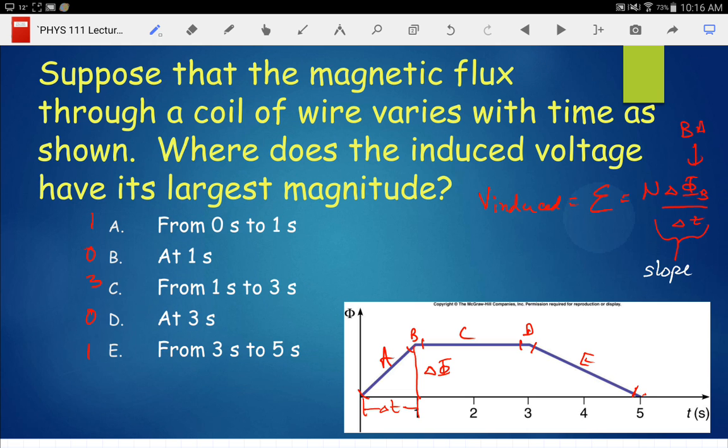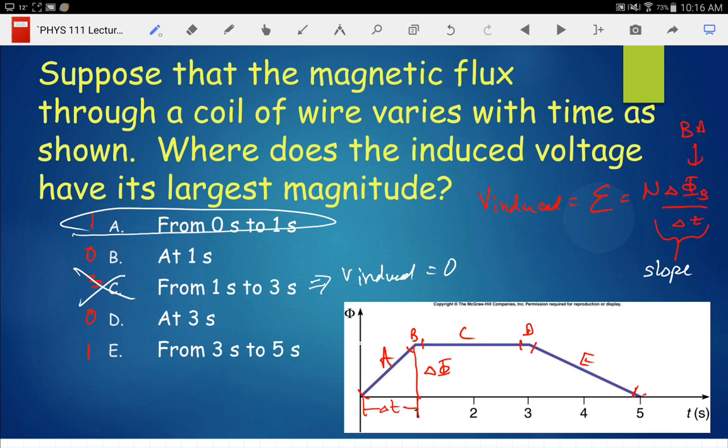From 0 to 1 second, it goes up, whatever this amount is. In 1 second. It goes down that same flux in 2 seconds, so that's half the flux for E. What about what's going on at C? You have the slope is 0, so the V induced is equal to 0 during that period. You have to have the change in flux.